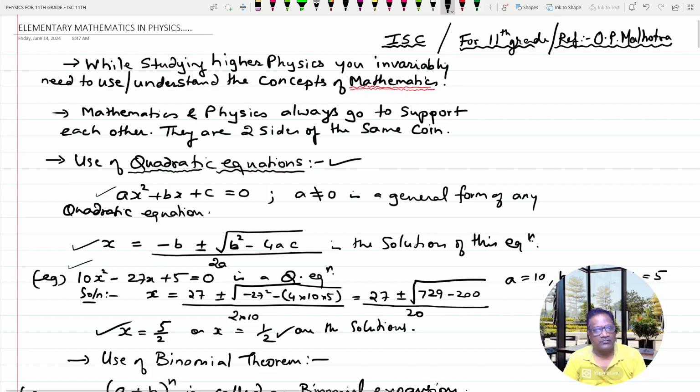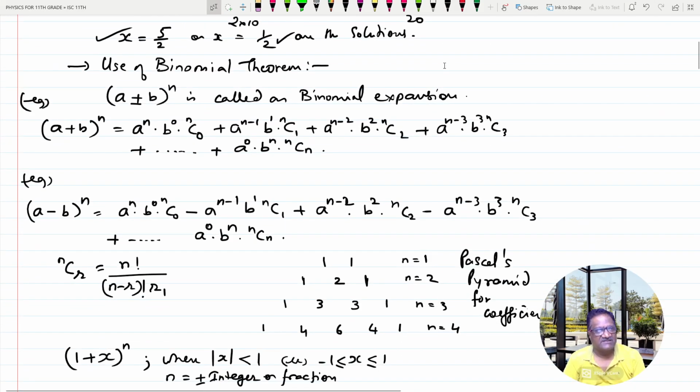Now coming down to the second concept, and the second concept is known as something called binomial theorem. So I've written here use of binomial theorem. This binomial theorem is also many times used in physics. Now what is this binomial theorem? Let us try to understand only the main concepts.